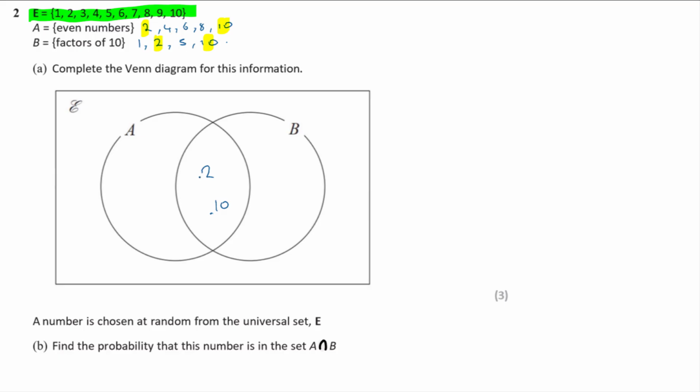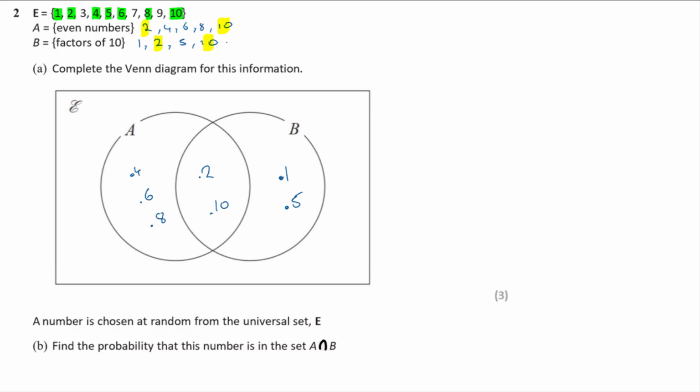Okay, and then what else have I got? My even numbers that are not factors of 10 are 4, 6 and 8. And my factors of 10 that are not even are 1 and 5. Now, have I got any missing? So I'm just going to go through and double check my universal set, make sure I've got them all. I've got 1, I've got 2, not got 3, I've got 4, got 5, got 6, not got 7, got 8, not got 9, got 10.